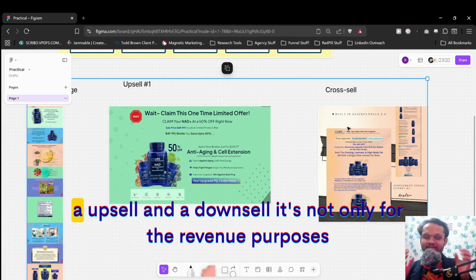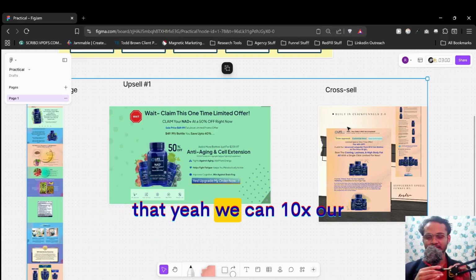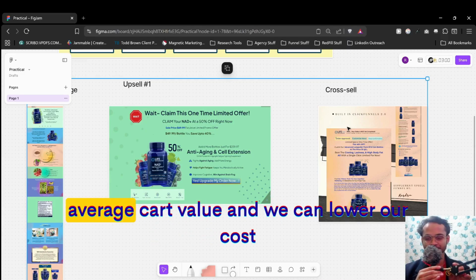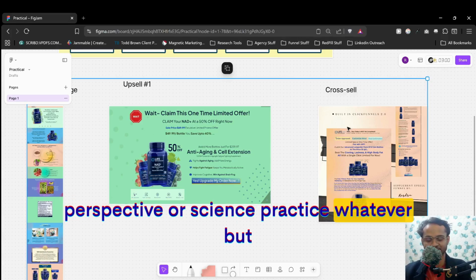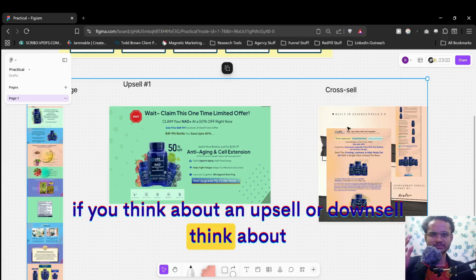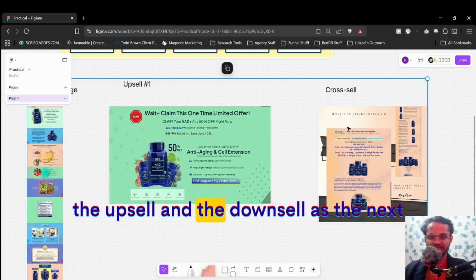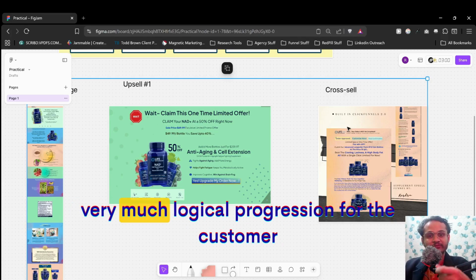Why do you really need an upsell and a downsell? It's not only for revenue purposes, that we can 10x our average cart value and lower our cost to acquire a customer. That is good from a business perspective, math perspective, or science perspective, whatever. But think about the upsell and the downsell as the next very logical progression for the customer.